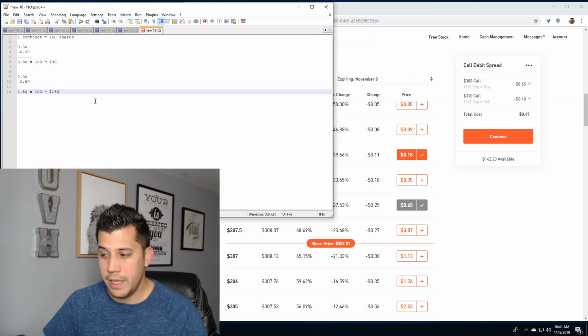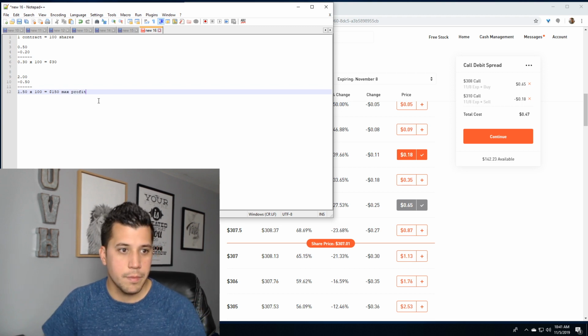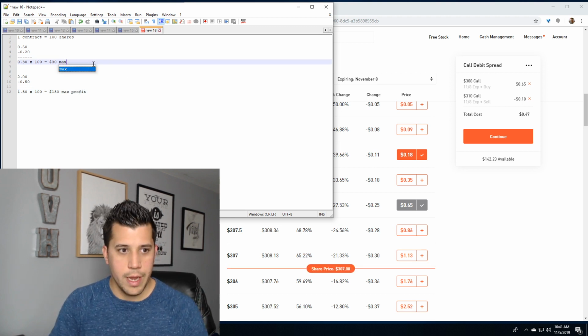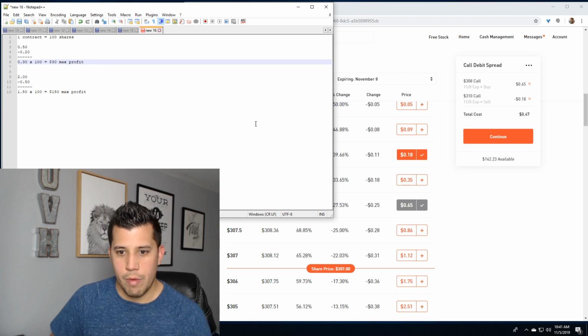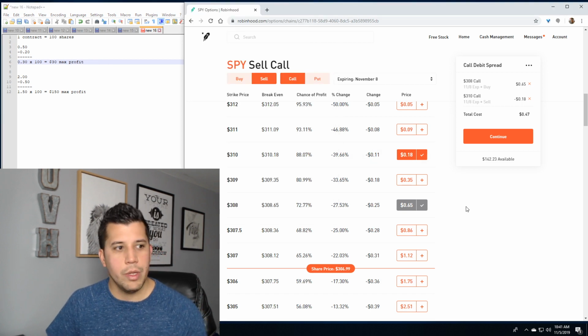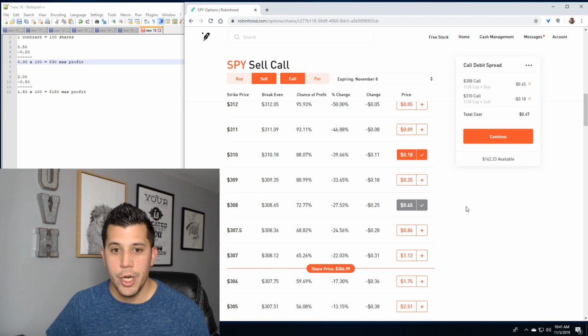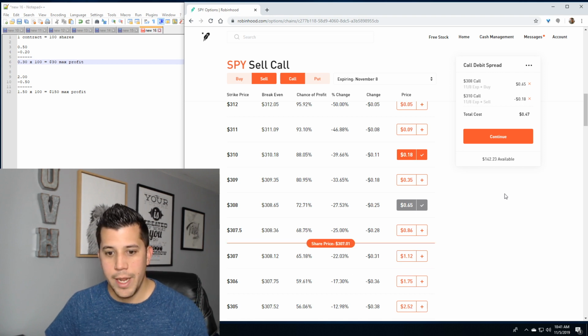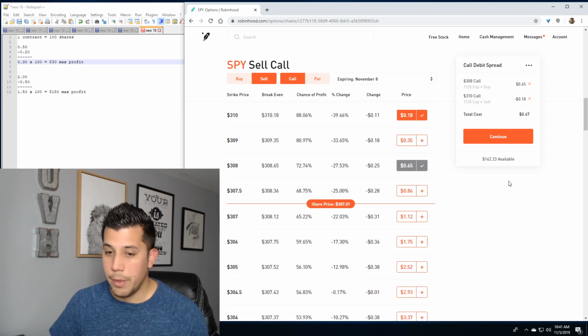So 150 bucks max profit. So that's how you calculate. Other platforms do this for you, but Robinhood doesn't. But mentally, you'll definitely be able to get in the habit of how much money you'll make on this trade and how much it's going to cost you versus how much you can make.